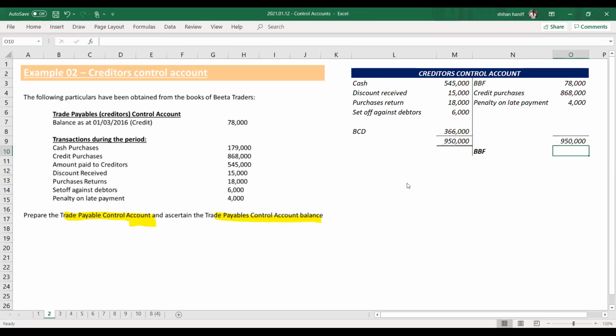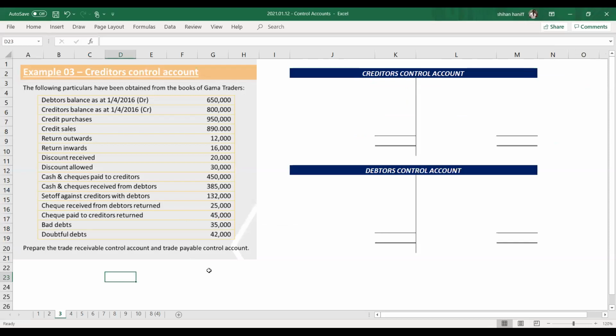So this is the first part in the chapter, preparing debtors and creditors control account. You need to know the format of the debtors and creditors control account. Similar to the debtors creditors account, nothing different. Example 3. In the same question, you have debtors and creditors both, so then you will do this.